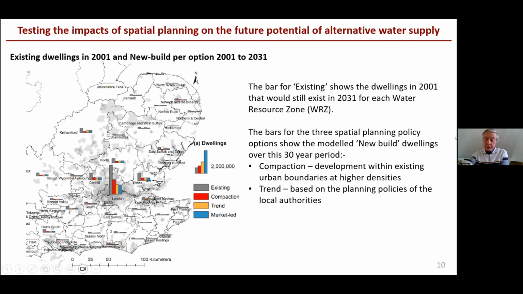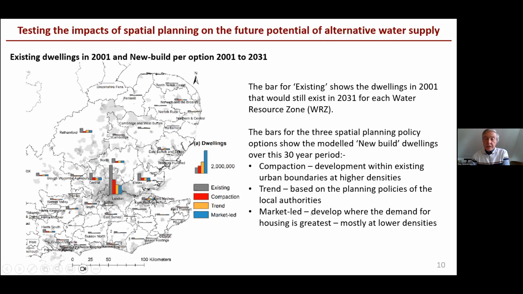The trend is generally based on the spatial planning policies of the local authorities at the time of doing the research, which tends to be for development to be more compact than the existing development that was built in the past, but it would still include building on some new greenfield sites in certain areas around the existing settlements. The market-led option is addressing the need to satisfy the demand for housing and make housing more affordable by building more houses in the locations where people want to live and where the economy is growing the strongest, for example. And these would tend to be at lower density than the other two options.